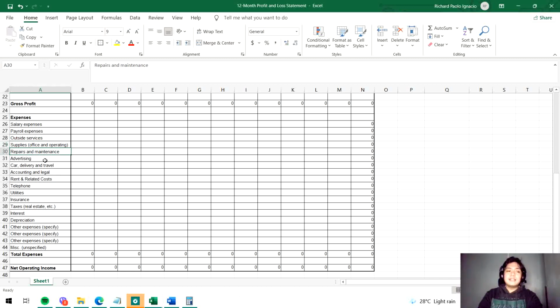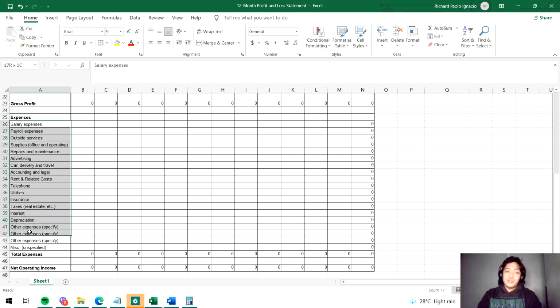Repairs and maintenance, advertising, car, accounting and legal, rent, important, utilities, again, also important, insurance, depreciation, important din, pero in your case, kahit wala naman na siguro to, pero mas maganda kung may lalagay ninyo.